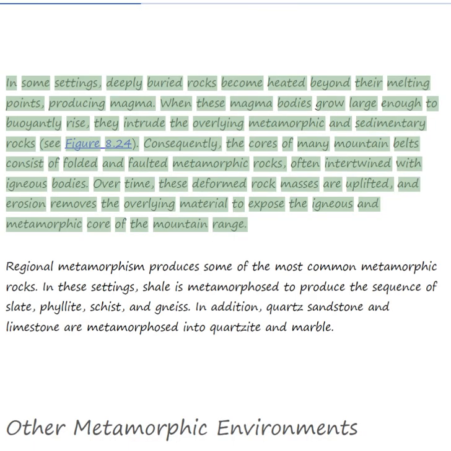In some settings, deeply buried rocks become heated beyond their melting points, producing magma. When these magma bodies grow large enough to buoyantly rise, they intrude the overlying metamorphic and sedimentary rocks. Consequently, the cores of many mountain belts consist of folded and faulted metamorphic rocks, often intertwined with igneous bodies. Over time, these deformed rock masses are uplifted, and erosion removes the overlying material to expose the igneous and metamorphic core of the mountain range.